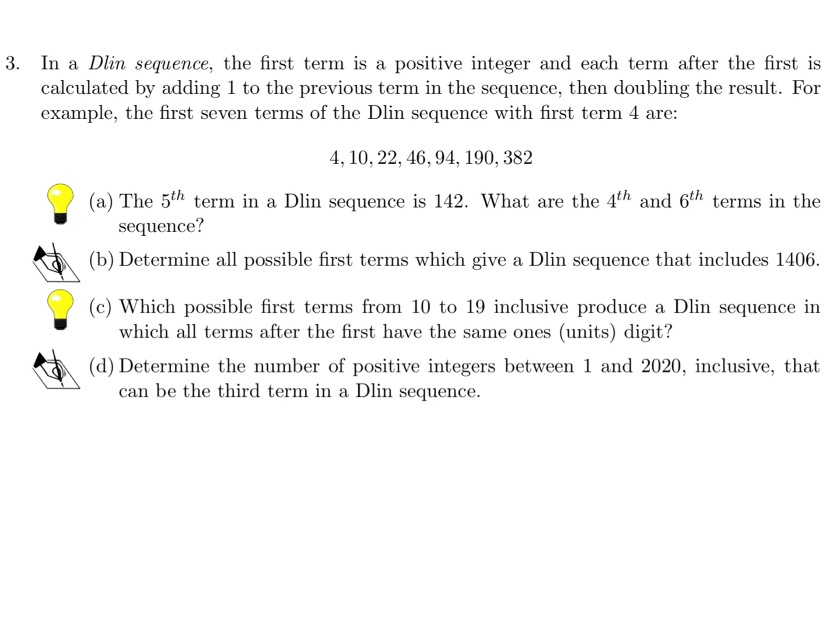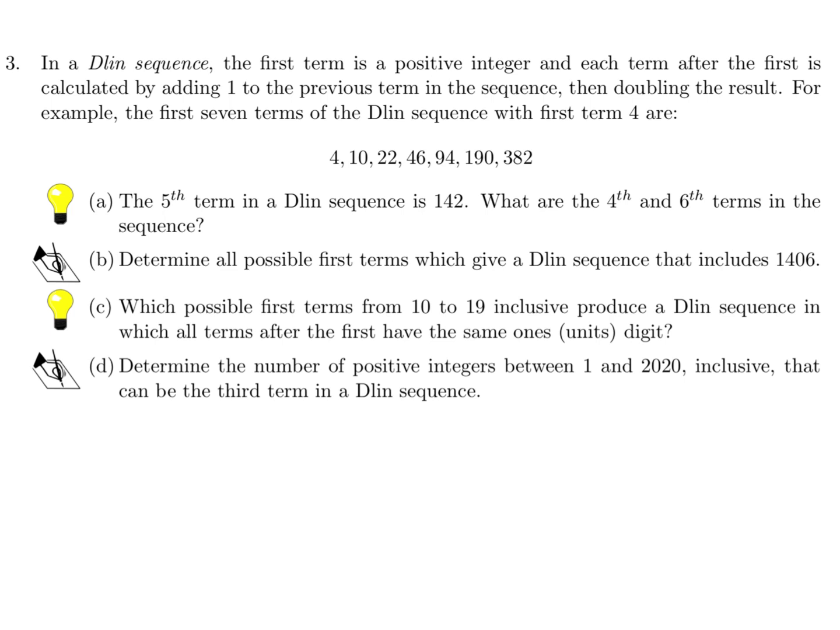In a Deligne sequence, the first term is a positive integer, and each term after the first is calculated by adding 1 to the previous term in the sequence, then doubling the result. For example, the first 7 terms of the Deligne sequence with the first term 4 are 4, 10, 22, 46, 94, 193, 82. The fifth term in a Deligne sequence is 142. What are the fourth and sixth terms?